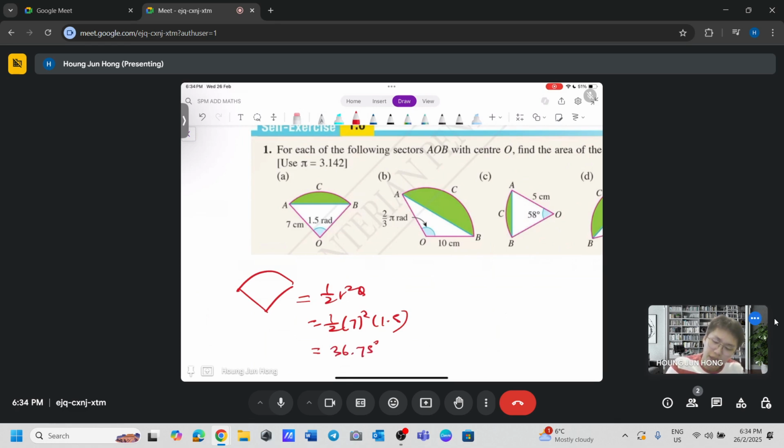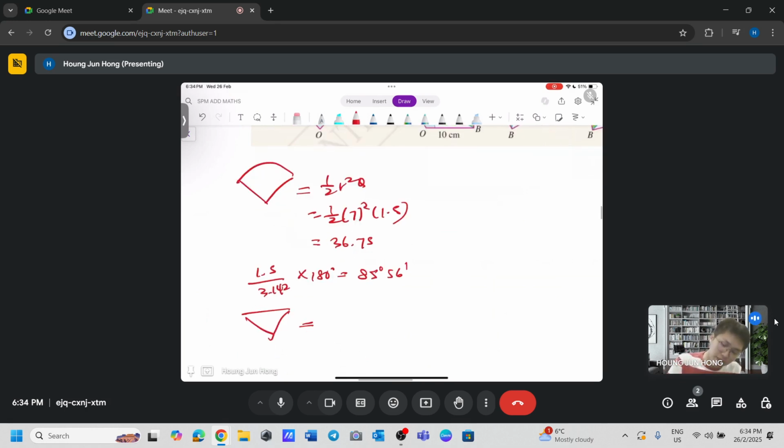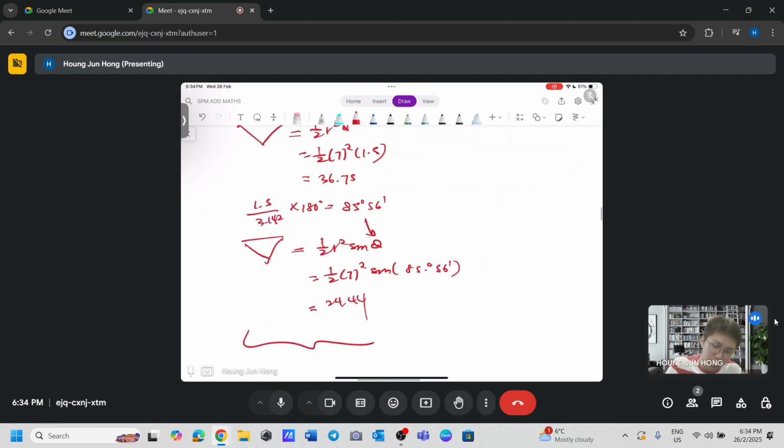36.75. Then if you want to do the triangle, remember you have to convert the radian. This is a very rare exception, but you have to convert the radian back to degree, which gives you 85 degrees 56 minutes. And what do you do over here? Basically the same thing, half r squared sine theta. But remember, theta is in degree, so when you put it in, you have to put degree. And with that, you then get 24.44.